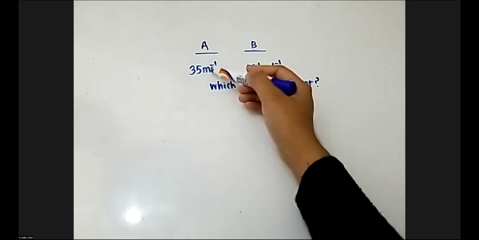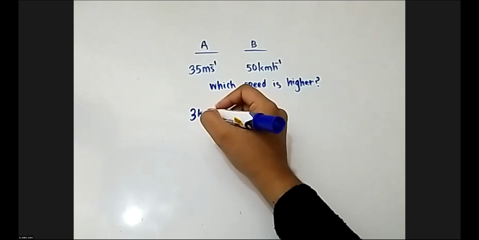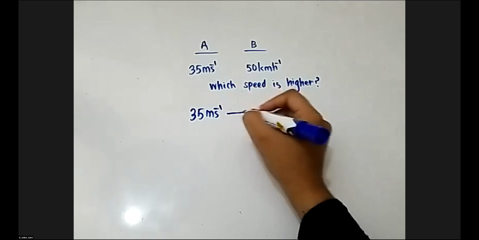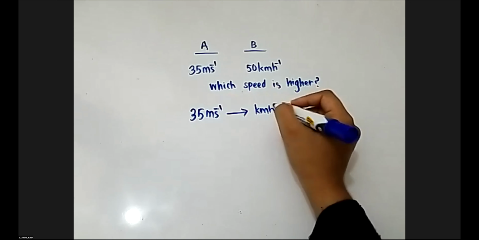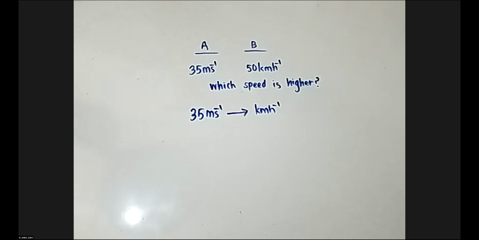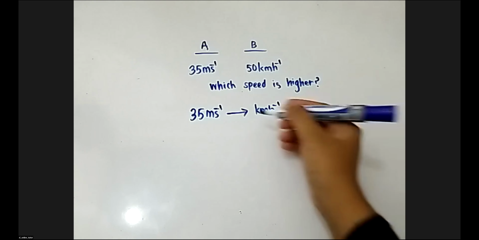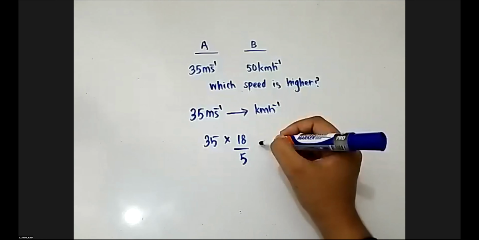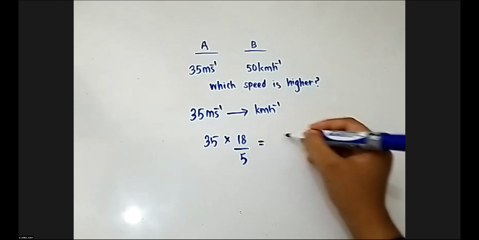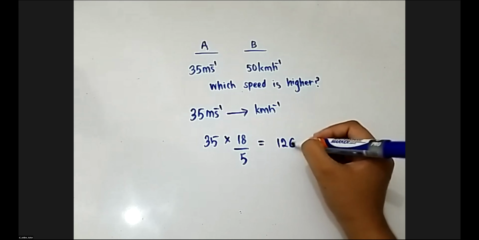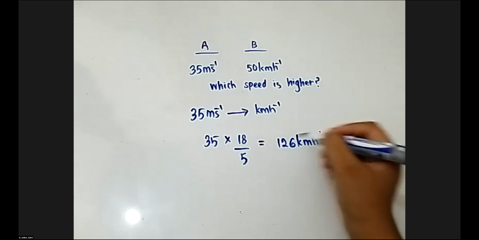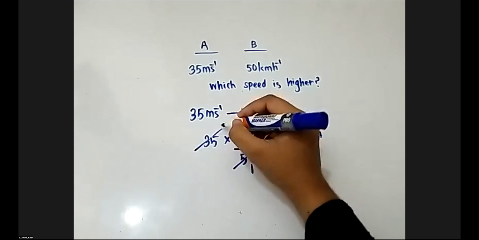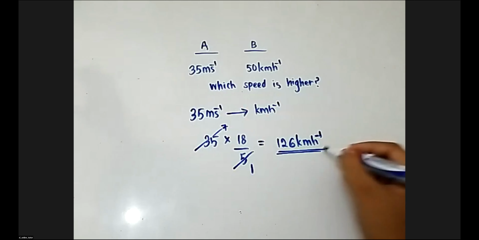So let me convert this one into kilometers per hour. 35 meters per second, I'm going to convert into kilometers per hour. I taught you that if you are converting meters per second to kilometers per hour, you have to multiply by 18 over 5. Now 35 into 18 over 5. Now you can see 7 into 18 comes. That means 126 kilometers per hour. Why 7? 5 times 7 is 35. This is the value in kilometers per hour.